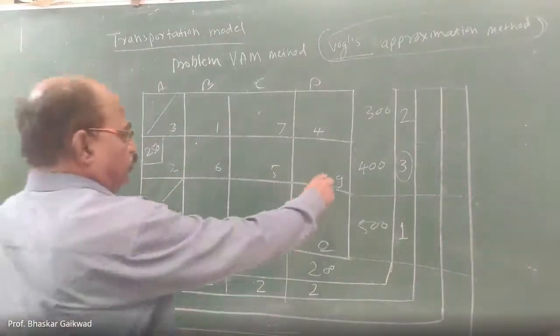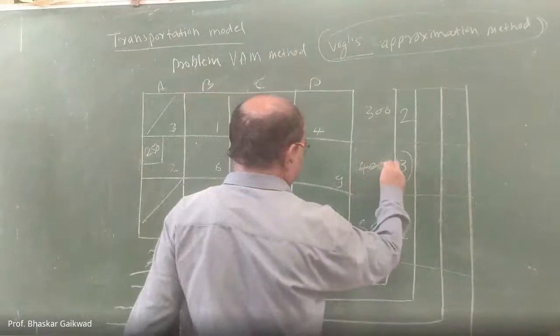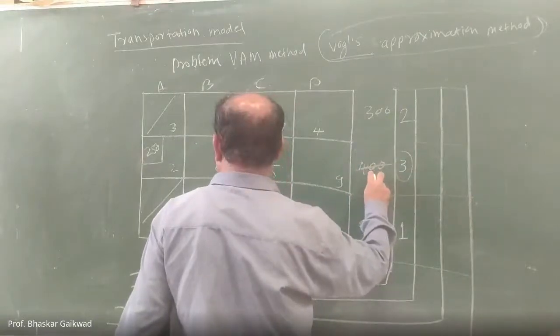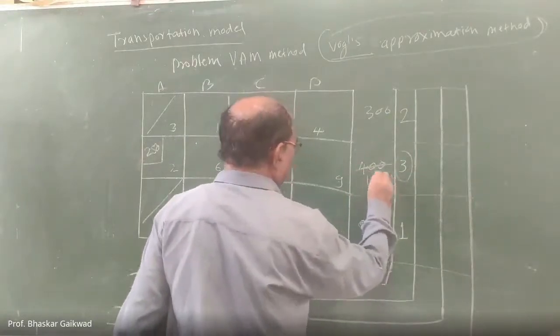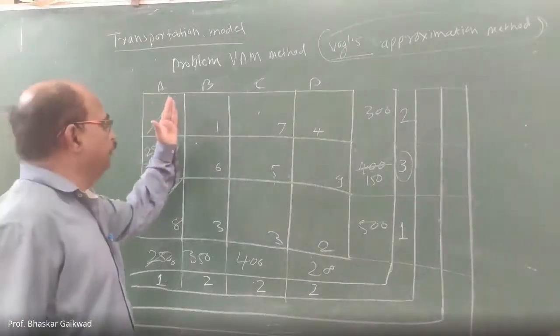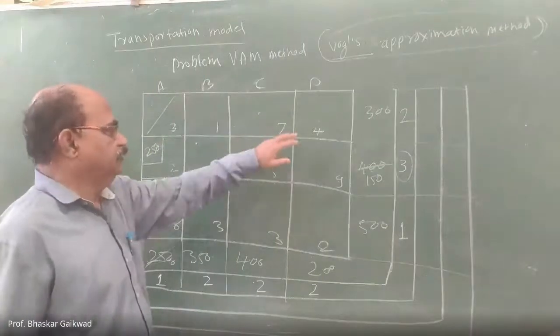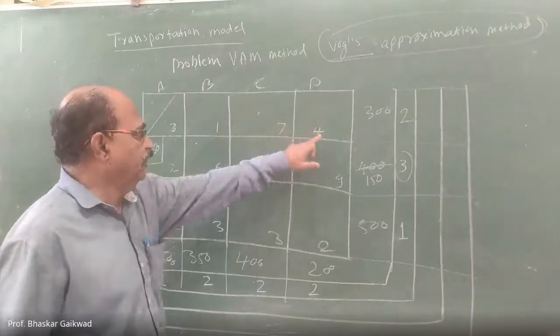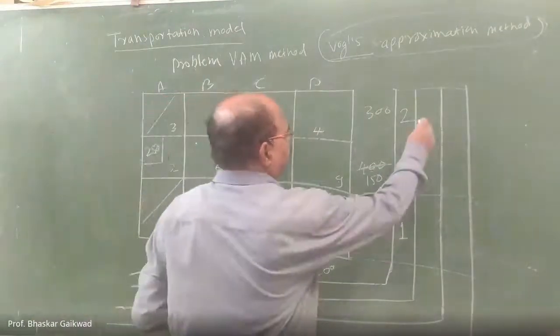And 250, how much is present here? 150 here. 150. Correct. Then you have to go for the next, the same process. What is remaining? This much is remaining. Out of this, 4 and 1, what is the difference? 4 and 1, 3.